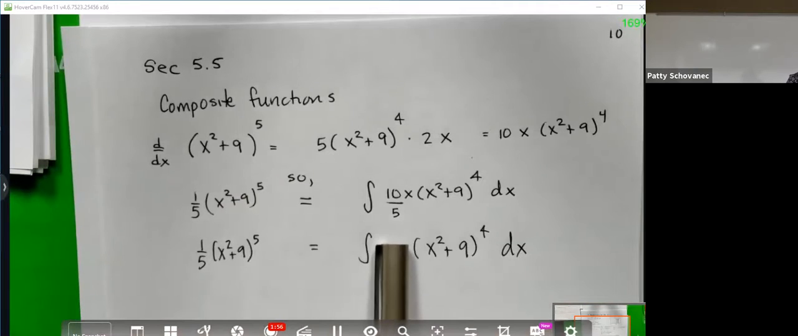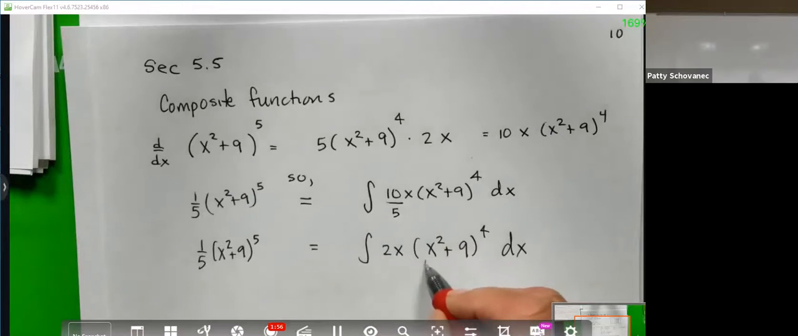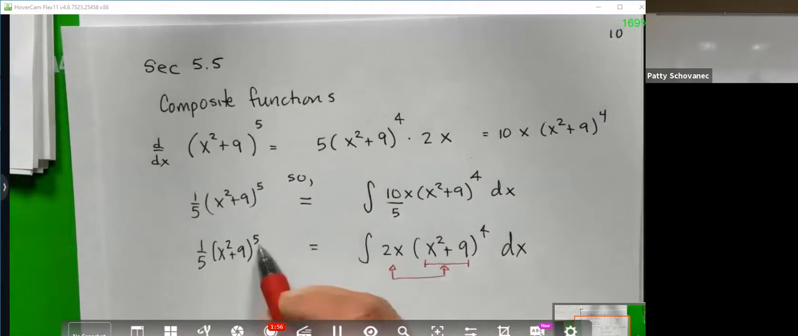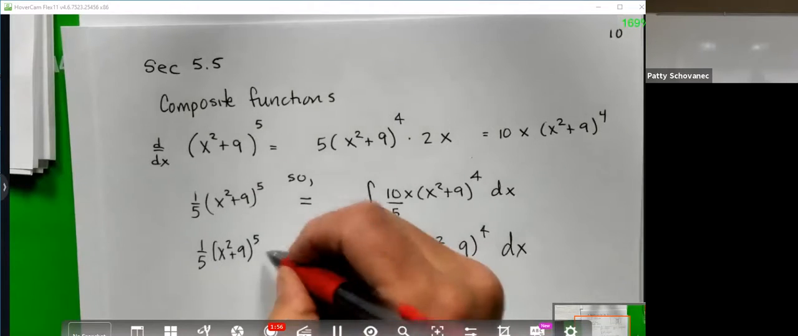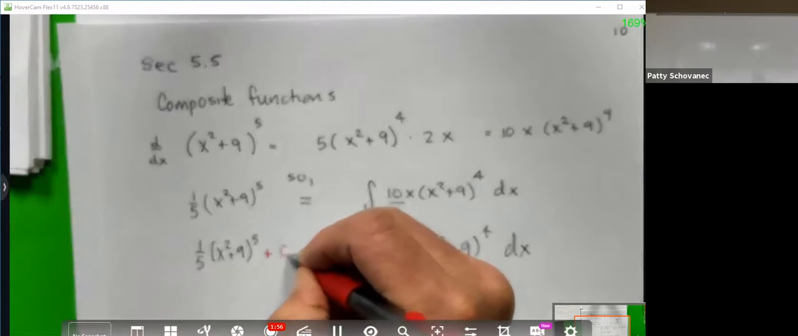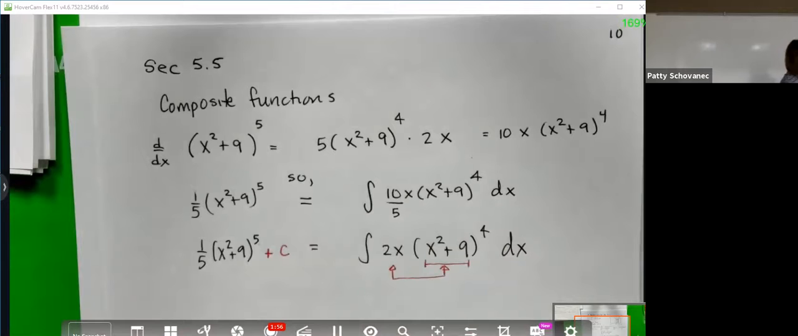So I needed more in here than just the (x squared plus 9) to the 4th, where it looks like I'd raise 1 to the power and divide by the new power. I need this extra term here. And that extra term has to play the role of the derivative of what's inside. If I have that kind of setup, then I can compute the integral by adding 1 to the power and dividing by the new power. And that would give me my antiderivative in general if I tack on the plus c.